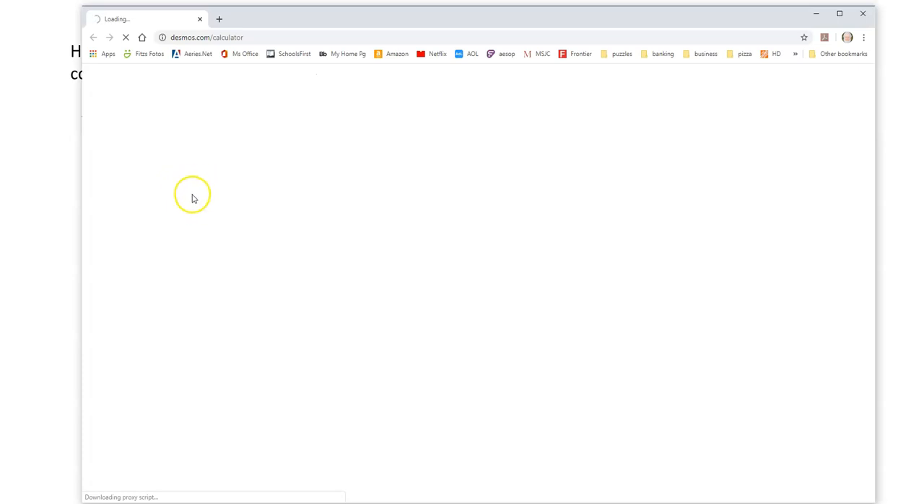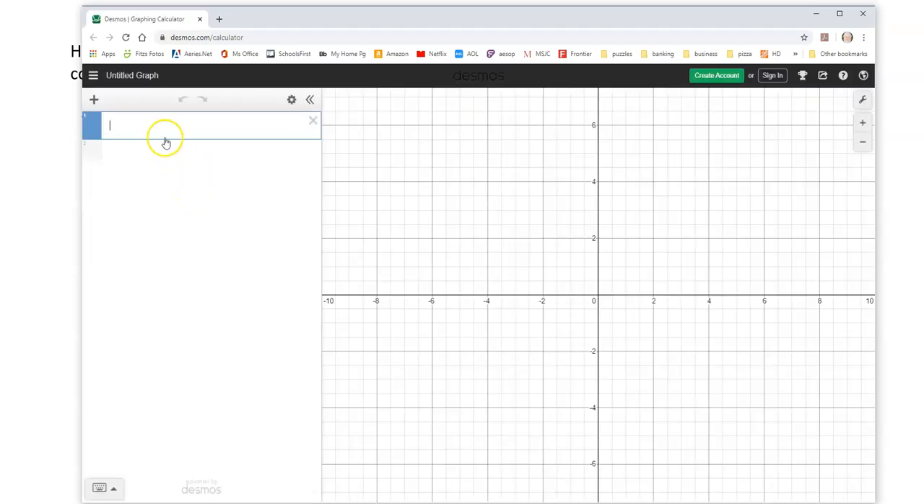Well, one way we could do this is go to Desmos and use their calculator to graph both of these functions. So if we go to the Desmos calculator, we can enter in the first expression, f of x equals, now where's square root?